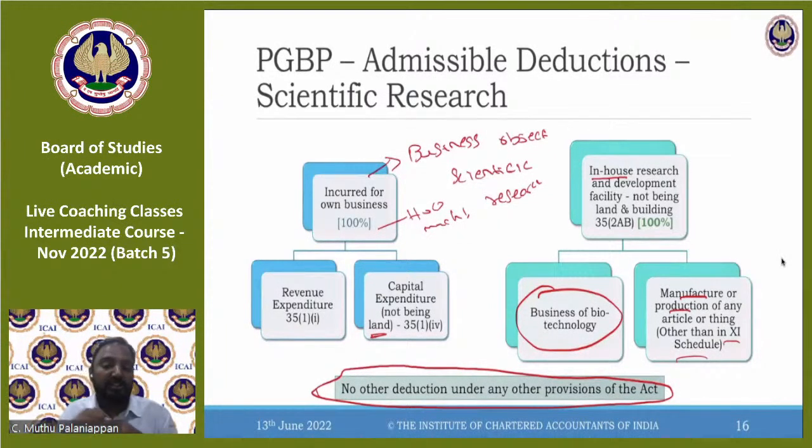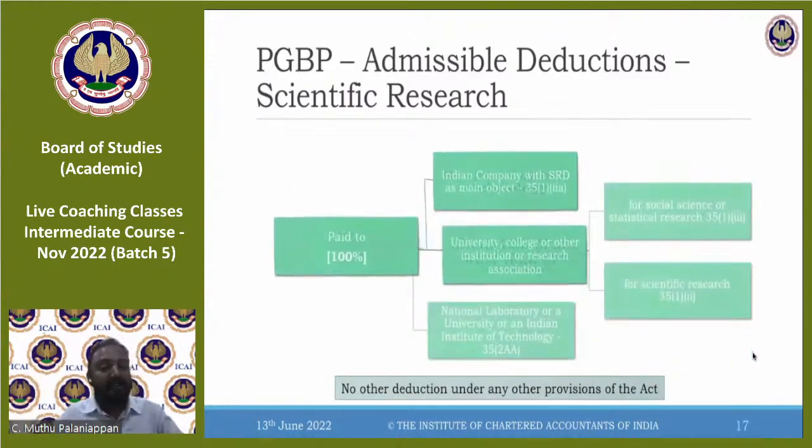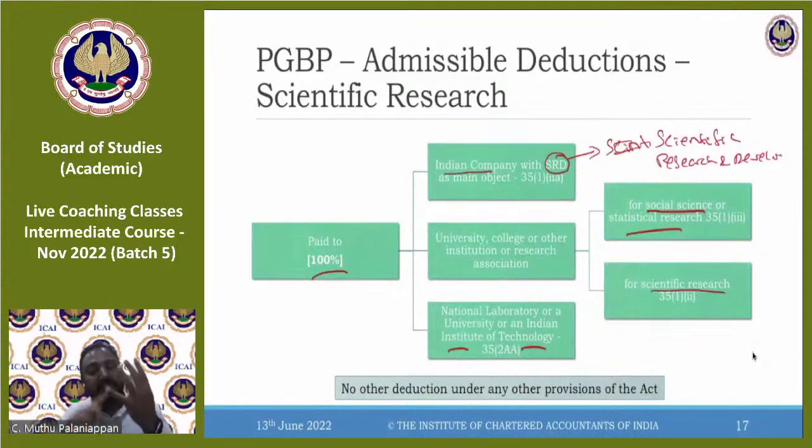In case of an in-house research and development facility, if I'm in the business of biotechnology or in the business of manufacturing or production of any article or thing, other than those specified in the 11th Schedule. And then the next category is paying to a third party. In that, first we said an Indian company involved in scientific research and development, then a university, college, or any other research association for scientific research, social science research, statistical research, and then a national laboratory or university or an Indian Institute of Technology for scientific research. So these are broadly the areas about scientific research.